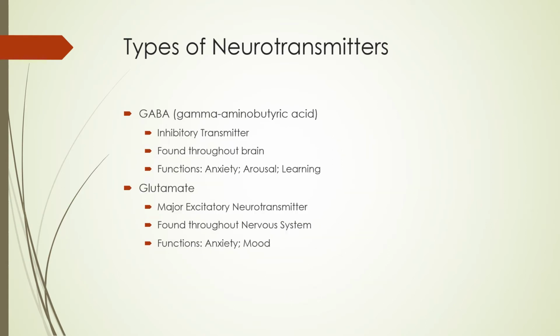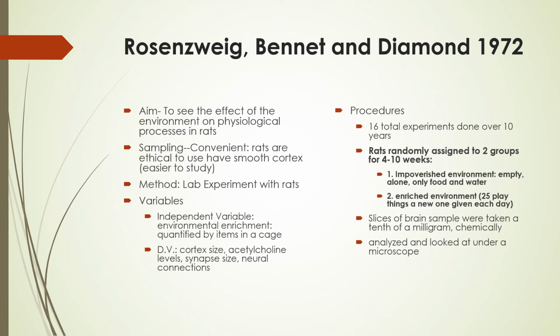And just a couple others. The first one is GABA right here. So this is an inhibitory transmitter. It's found throughout the brain. It deals in anxiety, arousal, learning. And the last one, glutamate, found throughout the nervous system and dealing in anxiety and mood. So today we're really going to be focused on acetylcholine in terms of how we talk about these different studies.